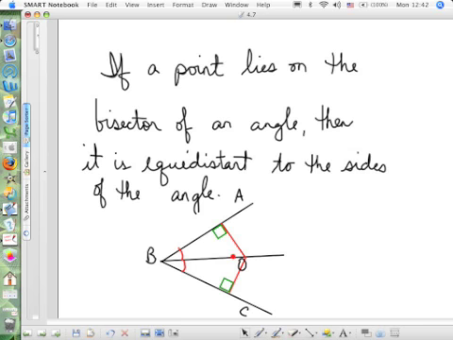Because like I said earlier, all we know is that angle ABC is bisected. We don't know that the distance from AB is the same as the distance to BC. Is it? We don't know. No, it's not actually, I don't think. Okay?